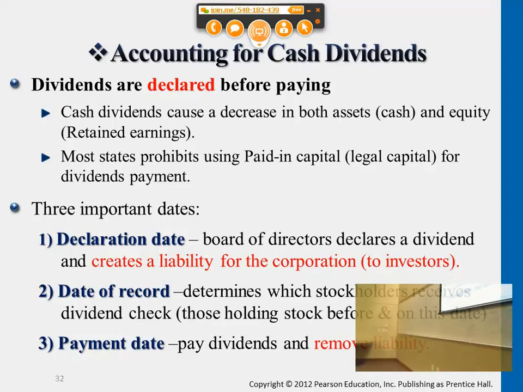Cash dividends cause a decrease in both assets and equity. Cash dividends means that shareholders are receiving checks. From the company's perspective, they're reducing their cash, and they're also using up their retained earnings to give dividends.